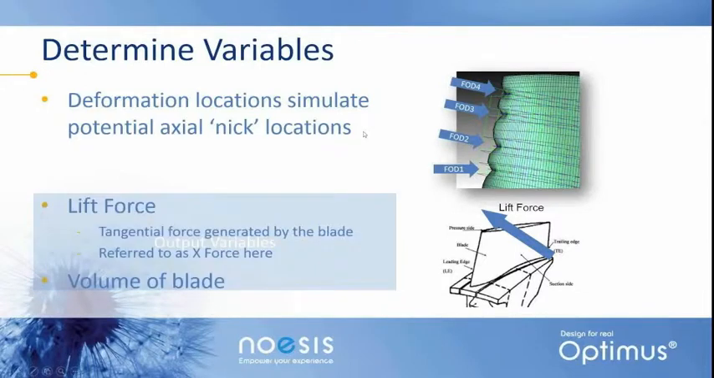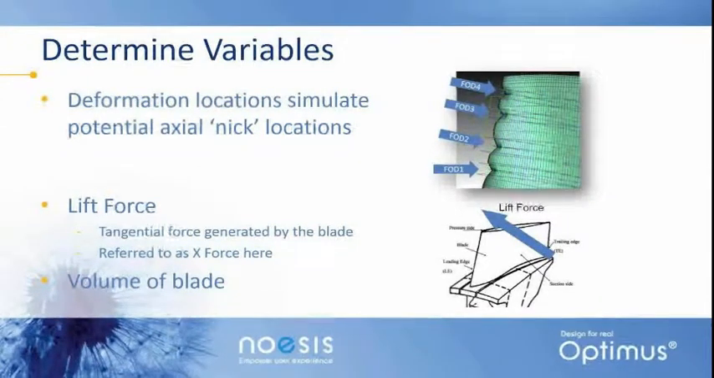The output variables, the information that we need to get from the CFD analysis, is the lift force that's being generated by that blade. And then also from Sculptor, we will calculate the volume of the blade.